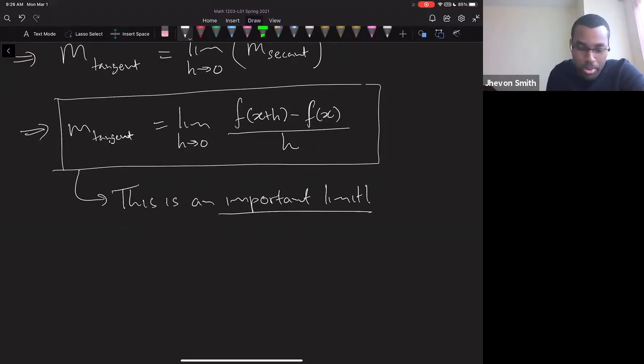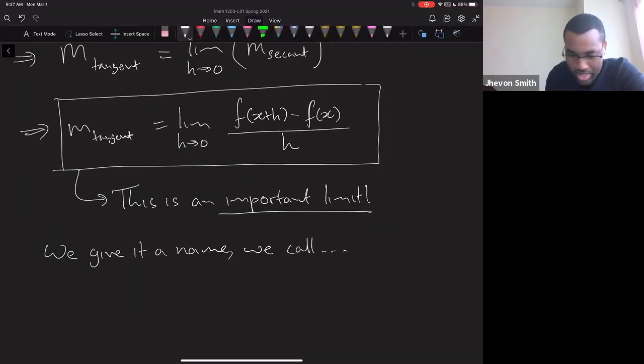So yeah, this is an important limit, right? We give it a name. We call it the derivative.